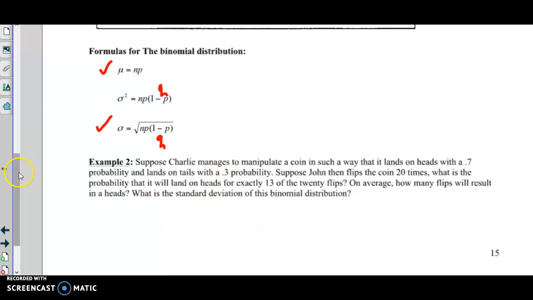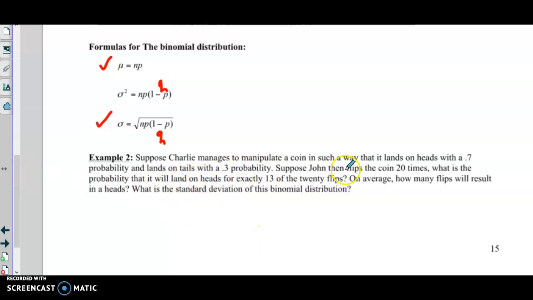So I'll do this one last example, and I'll move on to geometric. Suppose Charlie manages to manipulate a coin in such a way it lands on heads with a 0.7 probability and tails with a 0.3 probability. Suppose John then flips the coin 20 times. What is the probability it will land on heads exactly 13 of the 20 flips? Let's answer that first. So here I'm given N was 20 flips. Should have written it down as I read. N was 20, P was 0.7 for heads. And they actually told us Q. They usually don't tell us Q, but Q is always the complement of P.